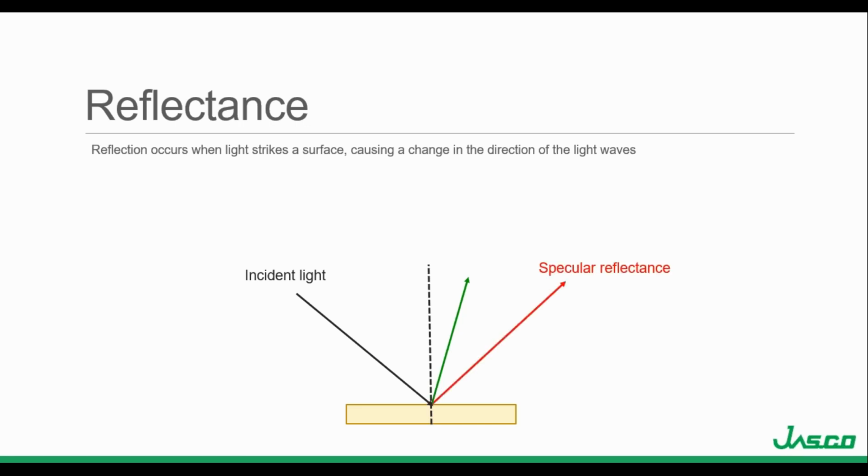Specular reflectance is light reflected at the same angle as the incident beam, and diffuse reflectance is light reflected off in many different directions.